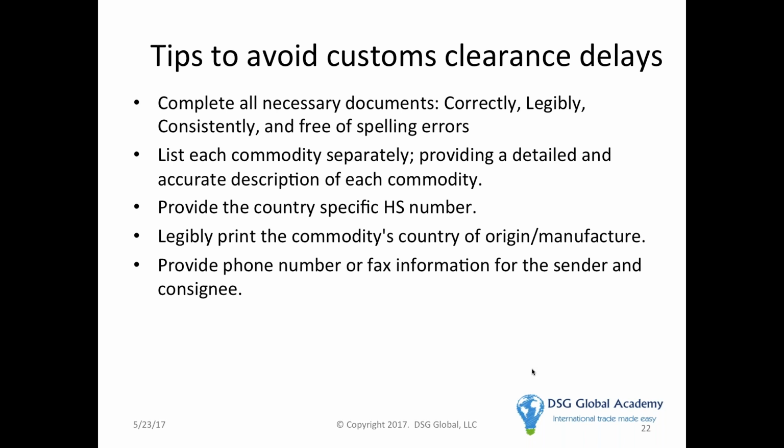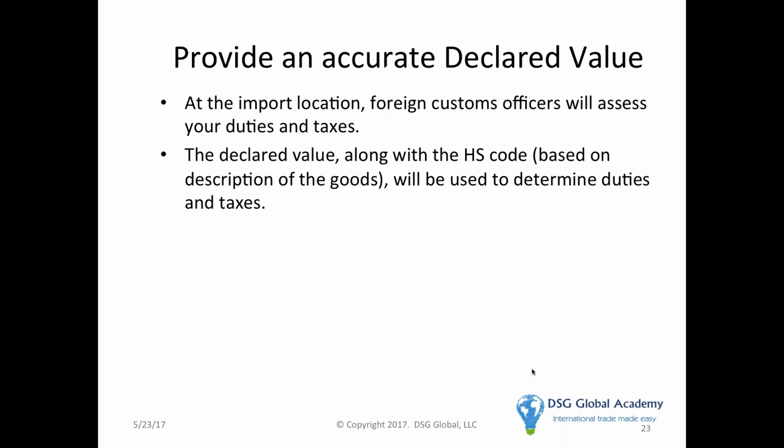The country of origin and manufacture is very important. And finally, if your goods get held up at any point in the supply chain, it's really helpful to have the phone number listed of the consignee and not just the consignor. Because suppose your goods land up in South Korea, it's easier for them to call your customer or consignee in South Korea rather than call you in Los Angeles, for instance.